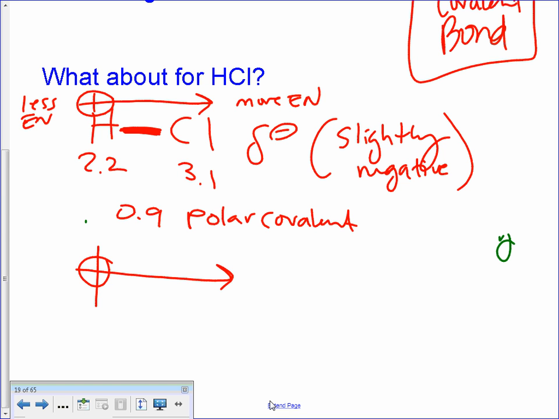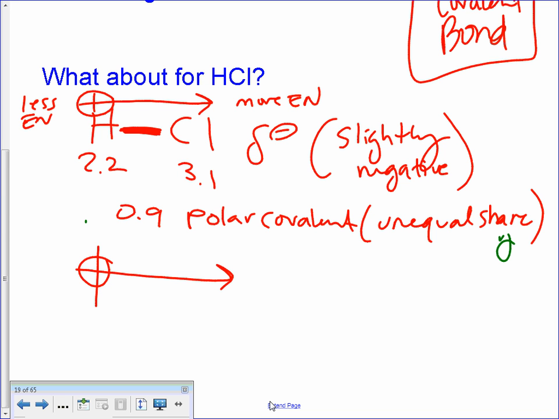This is a covalent bond, and we're going to draw it probably 2 or 3 different ways. So we had our H and our Cl. We saw there was a difference in their electronegativities. One was a 2.2, one was a 3.1. Then we said, okay, on the chart, what does that tell us? It tells us it's polar covalent. Polar covalent, did that mean equal sharing or unequal sharing? Unequal sharing.